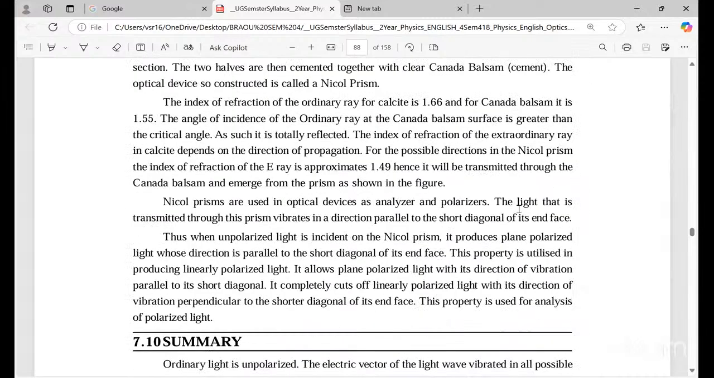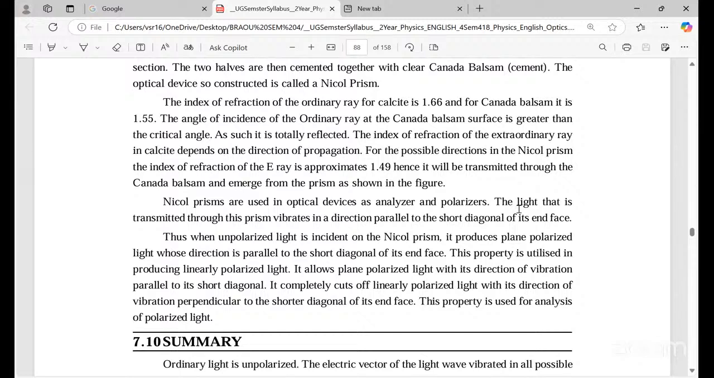The refractive index of the ordinary ray for a calcite crystal is 1.66, and that of Canada balsam is 1.55. So the angle of incidence of the ordinary ray at the Canada balsam surface is greater than the critical angle, so it is totally reflected. The index of refraction of the extraordinary ray in calcite depends upon the direction of propagation. In the Nichols prism, the index of refraction of the extraordinary ray is approximately 1.49, so it is transmitted through the Canada balsam and emerges out from the prism.